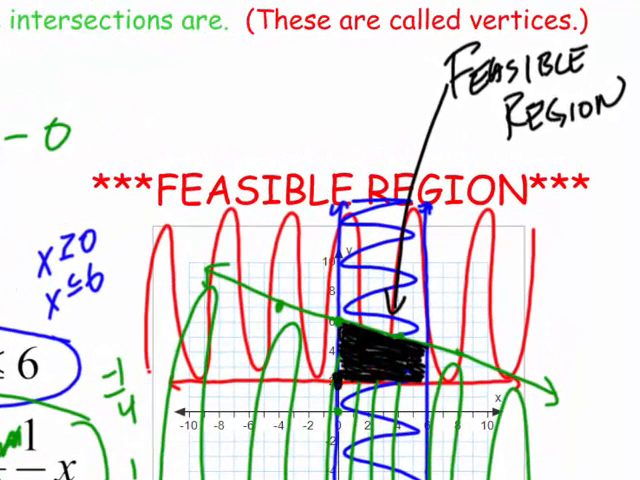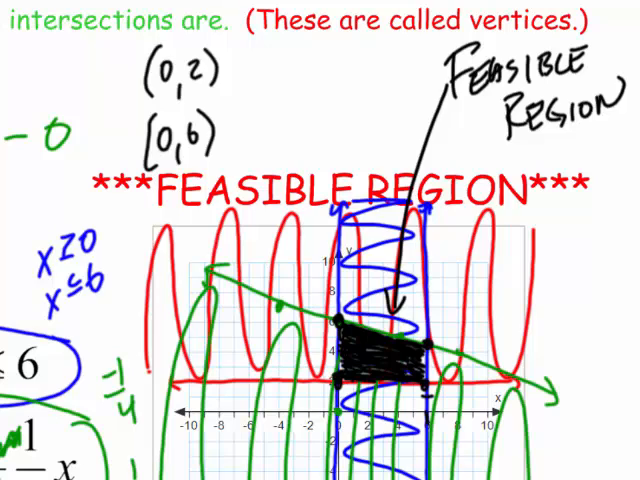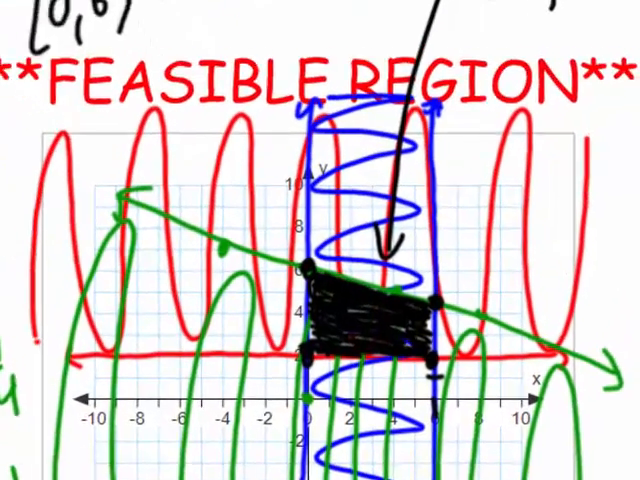I got 0, 2 and 0, 6. So I'm going to write these down. 0, 2 and 0, 6. And then I got, this is where it gets a little bit tougher, right here and right here. So this one I can tell this is at 6 and up 2. So I got 6, 2. And what would this one be here?